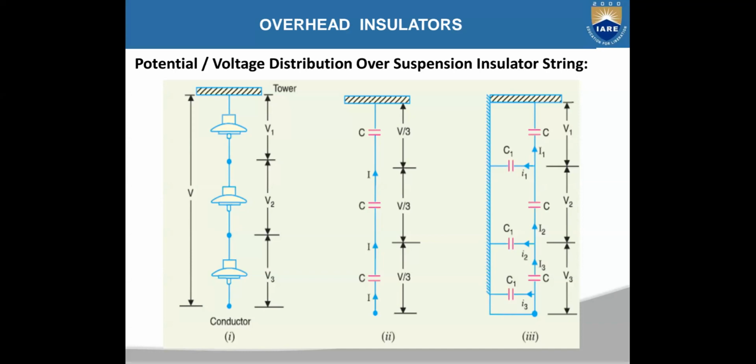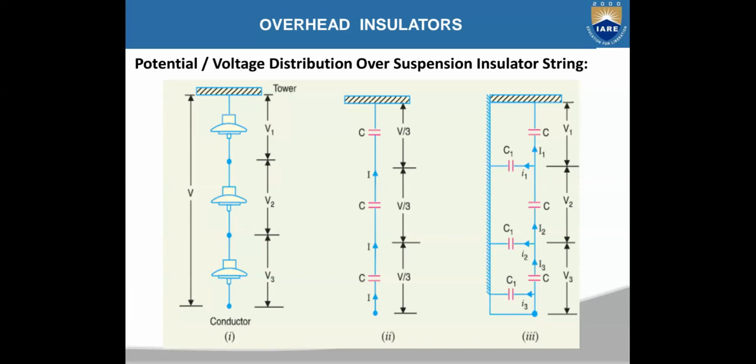Okay, most widely we will use the suspension type or strain type. In either case, whether it is suspension type or strain type, you will have a number of discs connected in series. So for suspension type, we are going to calculate the voltage distribution, or potential distribution, across a suspension insulator string. Now let us see the first diagram.